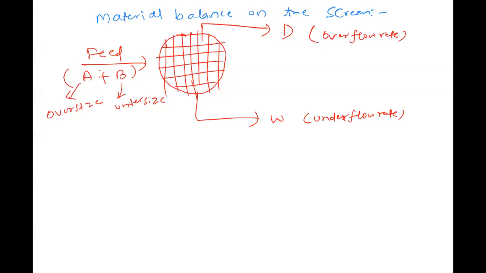Underflow rate. And F is the feed rate. This is F, so F is the feed rate. Now it is clear to all of you. This picture is clear. Please cooperate with me.